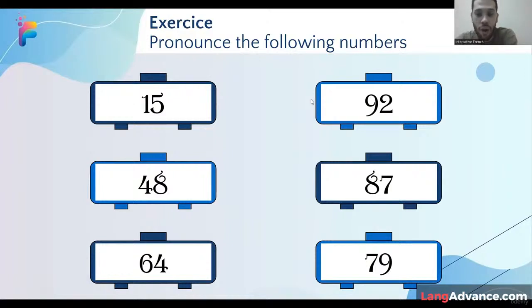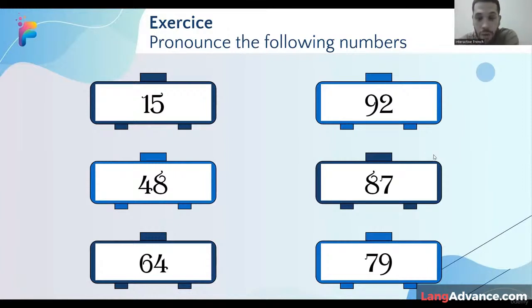87. That's right, 87. And not 97, right? 97 would be 97. Here we have 87, so 87. Next, we have 64. 64 is 64, indeed.